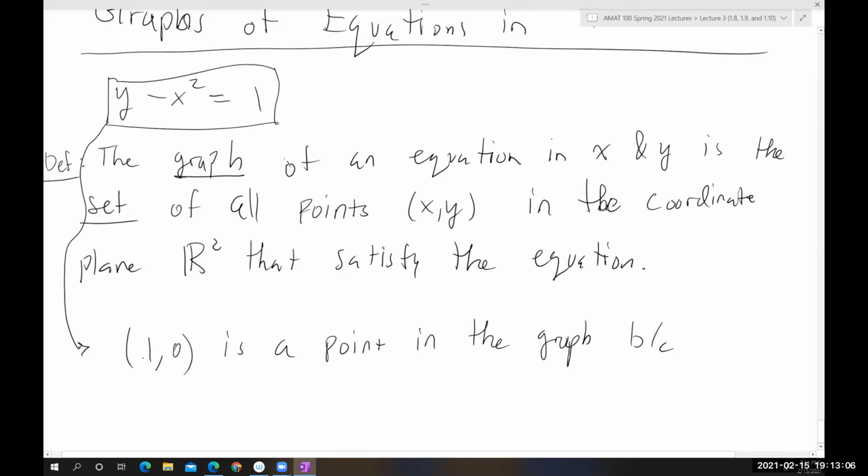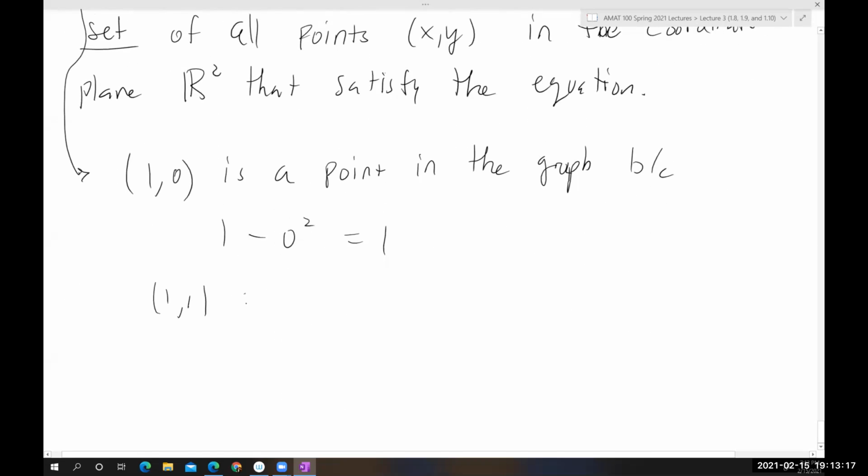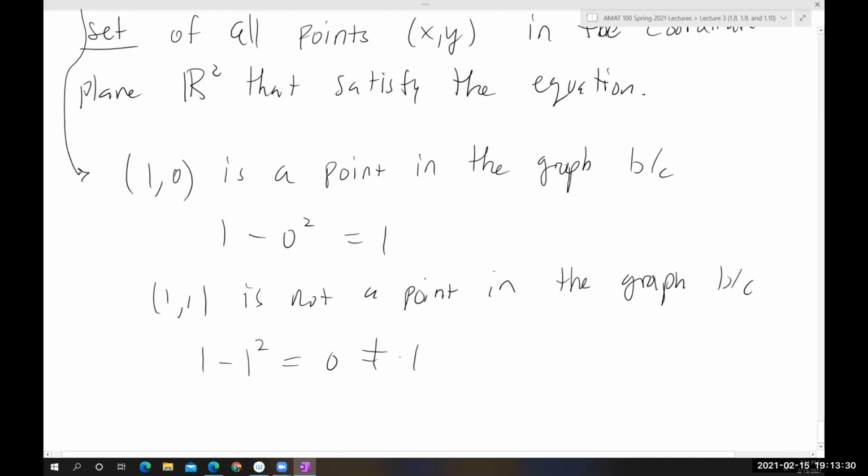So (1, 0) is a point in the graph because 1 minus 0 squared is equal to 1. So it satisfies the equation. But (1, 1) is not in the graph, because 1 minus 1 squared is equal to 0, which is not equal to 1. So it does not satisfy the equation. So you might have a bunch of points that satisfy the equation, and the aggregate of all those points will form the graph.